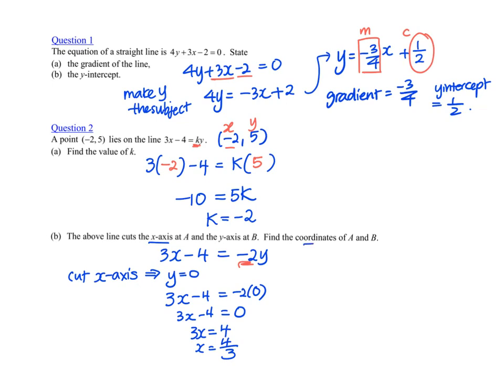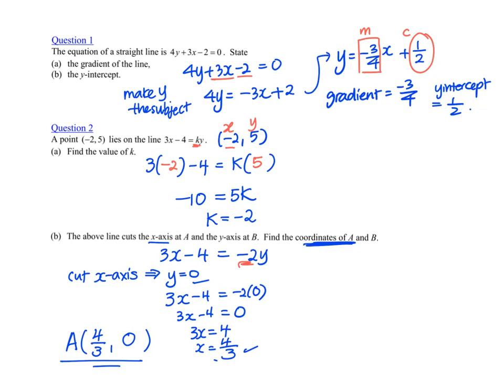Then they want the coordinates, right? Remember, they want the coordinates. So point A has the coordinates x is the number we have found, 4 over 3. And remember, what's the value for y? We said y is 0.